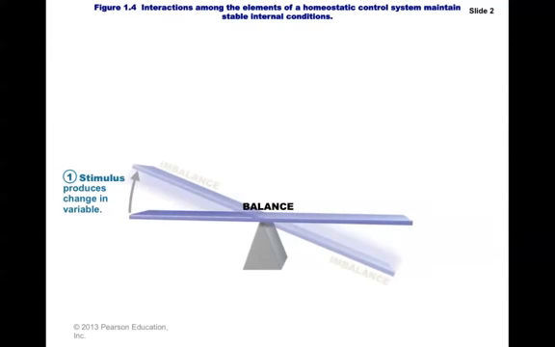A change or stimulus is producing an imbalance in the body. The imbalance could be that the temperature is too high, or that blood pressure is too low, or that salt content in the blood is too high. The stimulus is simply a change in some variable.